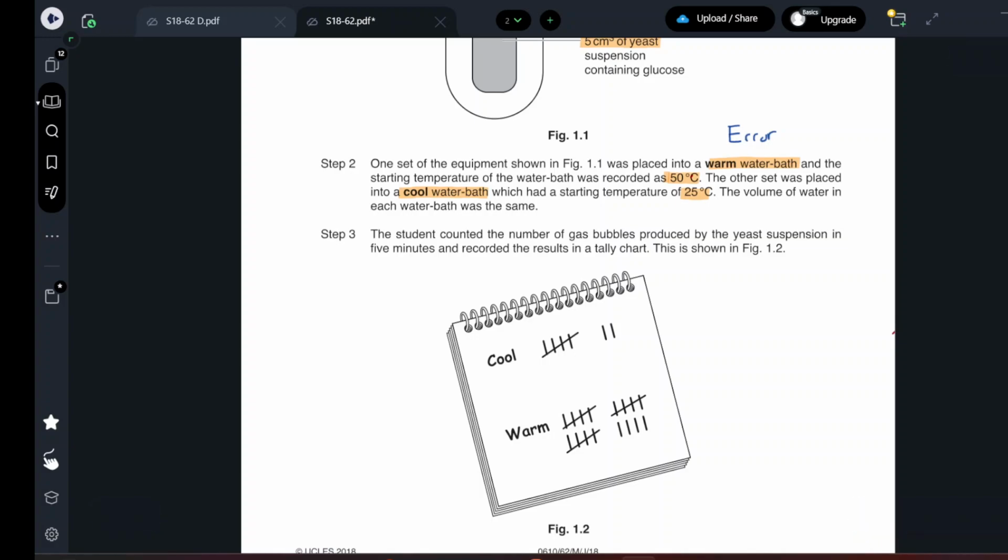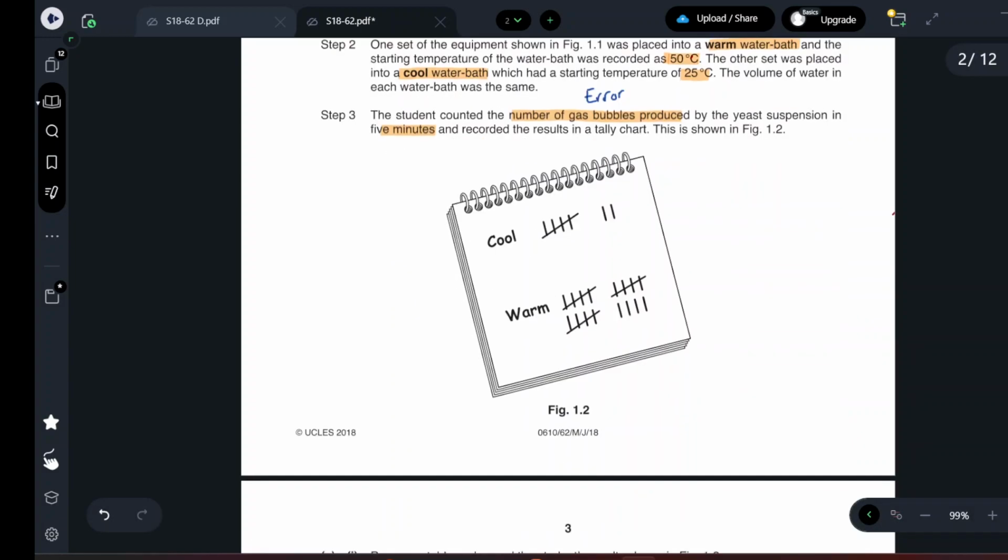The student counted the number of bubbles. The number of bubbles, this is the results. Number of bubbles of gas produced by the yeast suspension in 5 minutes. Counting the number of bubbles is inaccurate. It is another source of error because the bubbles may come too fast. You cannot see them. Also, the bubbles are not the same size. So this is another source of error in case he asks me.